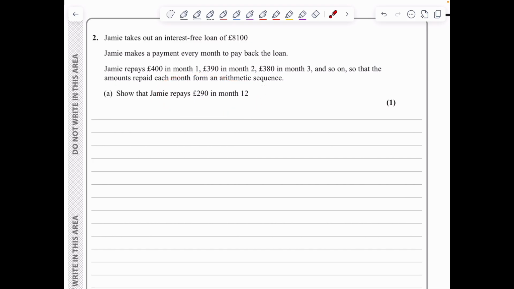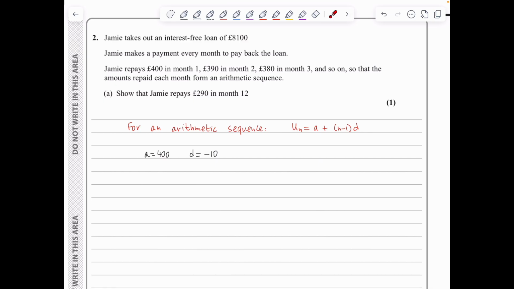Well, we know that for an arithmetic sequence, the nth term is given by a plus (n minus 1)d, where a is the first term and d is the common difference. Well, the first term is the 400, so a is equal to 400, and the common difference is negative 10, because successive terms of this sequence differ by 10, so we've got a decrease of 10 every time.